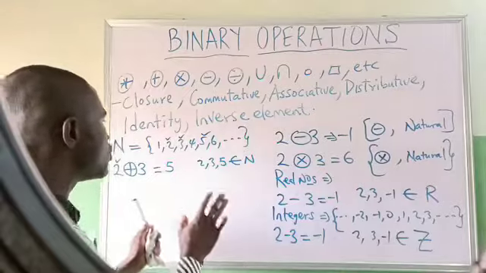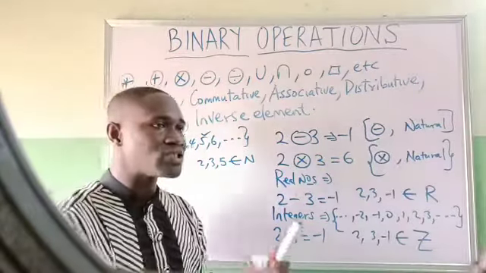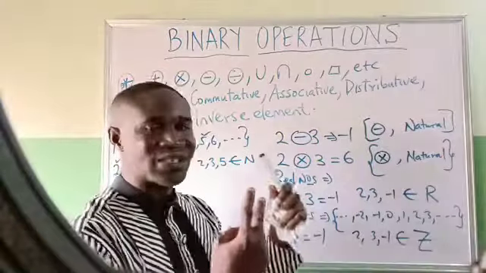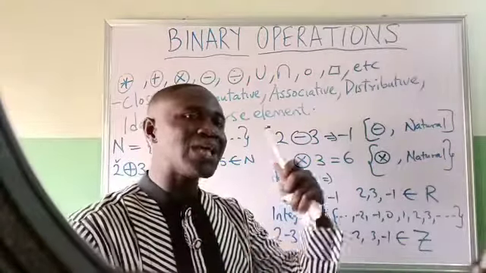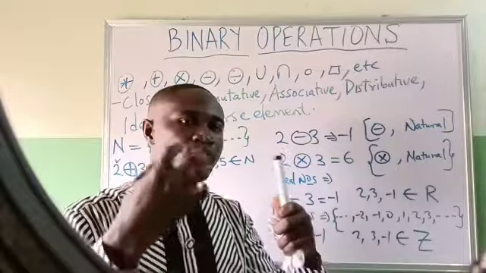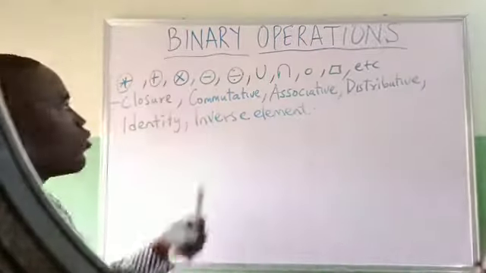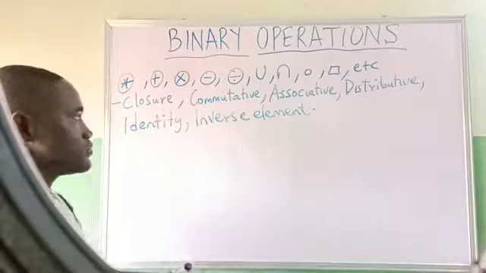So we've been able to note what we mean by close. That is, two numbers will combine with the help of a certain operation to produce another number which also falls in that given set of numbers. Okay? Now let's see what commutative property means.